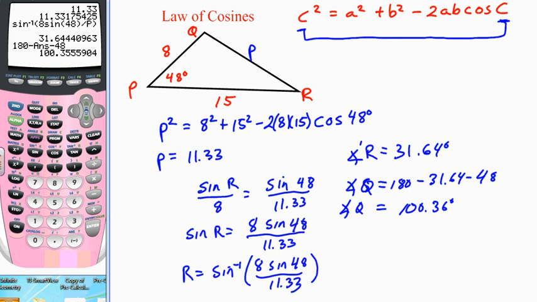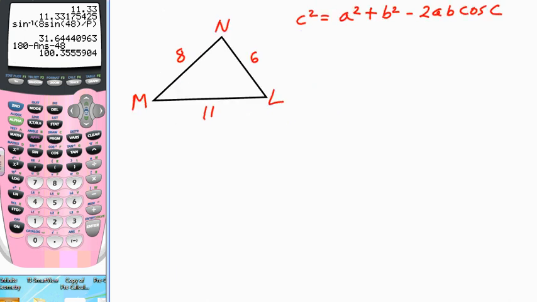When you have side angle side, this is a side angle side problem. Here is another application. Here's as if we have side, side, side. We still set up the law of cosines. Now I'm going to actually solve for angle n right now. So I'm going to put 11 squared here. That means the cosine of n is going to go over here. And this is 8 squared plus 6 squared minus 2 times 6 times 8.